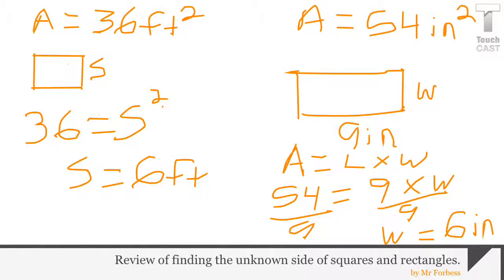You should have paused your video and worked it out, and here is the work. On our square, we have area equals 36 feet squared, so we replace the A with that. So you have 36 equals S squared, and S is equal to 6, so you should have S equals 6 feet. Now on the rectangle, you have area equals length times width. It gives us an area of 54, so you plug in 54 for your A. That's going to equal 9 times W, because 9 replaces L. We're going to divide both sides by 9, and you should end up with width equals 6.